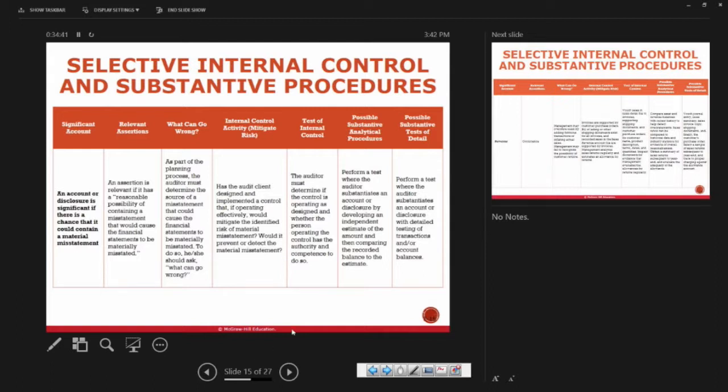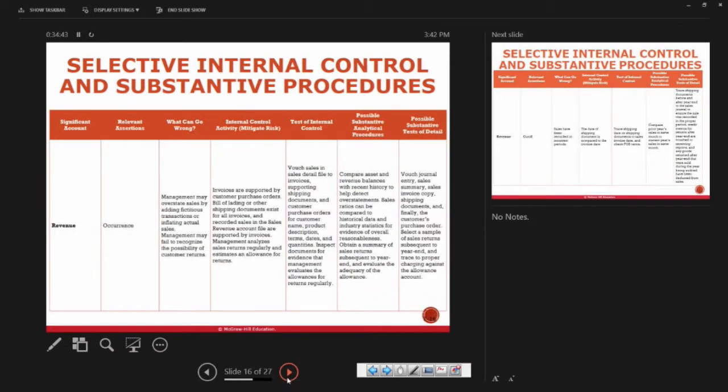So let's look at an example with revenue. As I said, the significant accounts here would be revenue and accounts receivable. For revenue, we've already determined that the relevant assertion is occurrence. So what could go wrong? We saw in the previous slide, management may overstate sales by adding fictitious transactions or inflating actual sales, and they may fail to recognize the possibility of customer returns.